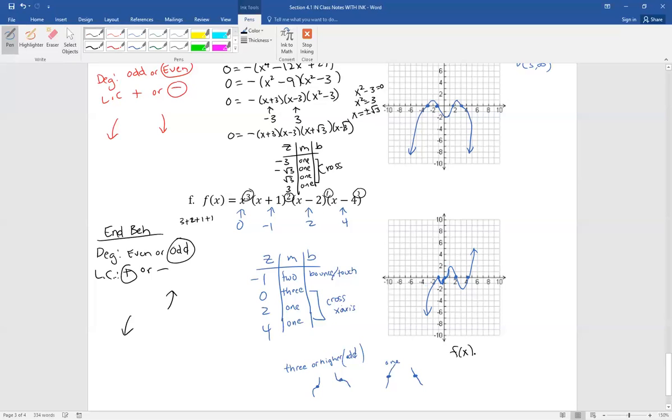So it looks like f of x is going to be greater than 0 or less than 0 in the following locations. So I'm just going to read from left to right. From -∞ to -1, we're below the x-axis. From -1 to 0, we're still below the x-axis. From 0 to 2, we're above the x-axis. From 2 to 4, we're below the x-axis. And from 4 to infinity, we are above.